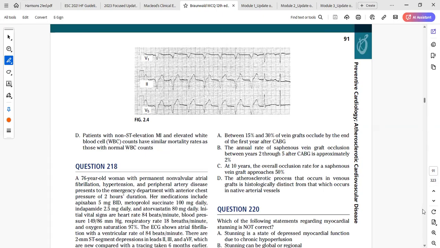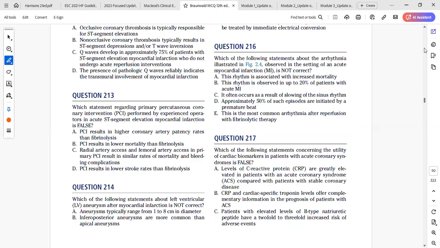Okay, so for question 216, we agreed that option A is the right option because it's mostly benign.